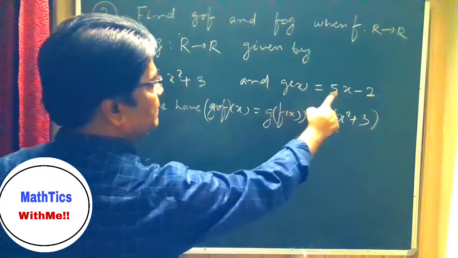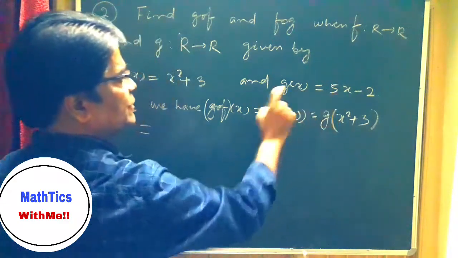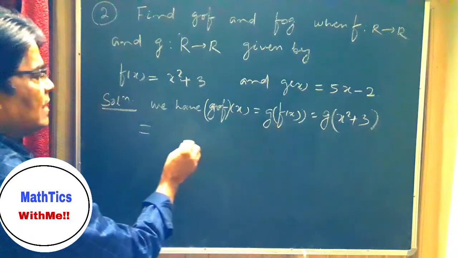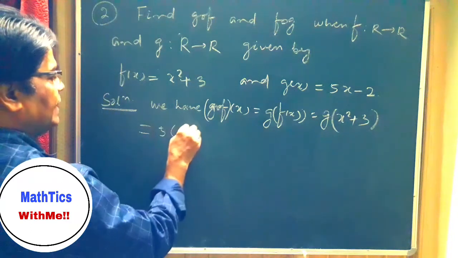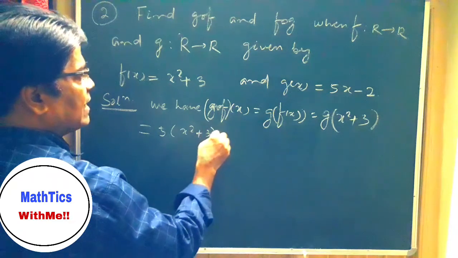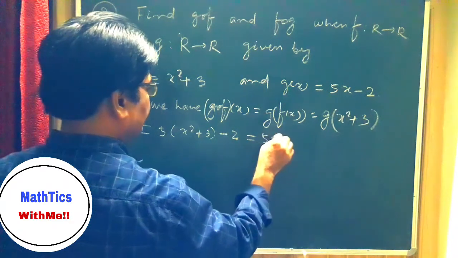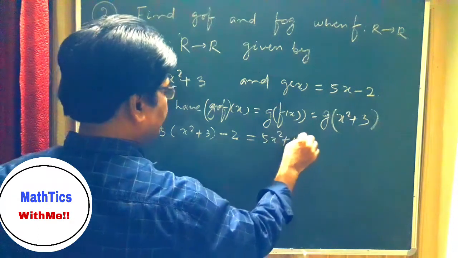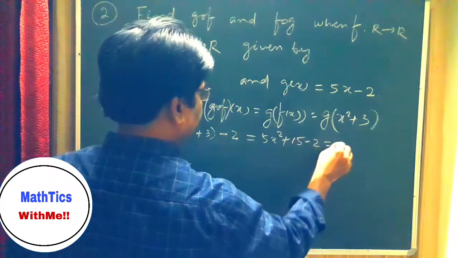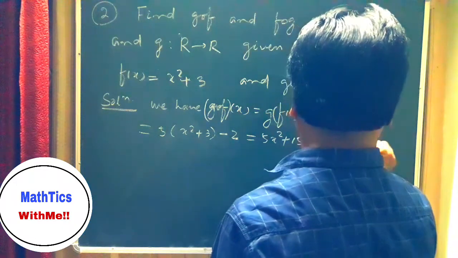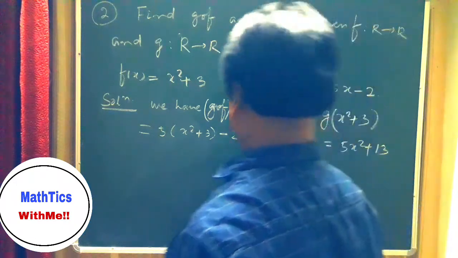g(t) will be 5t − 2, g(y) will be 5y − 2, and g(x² + 3) will be 5(x² + 3) − 2. So now this is 5x² + 15 − 2. So this is equal to 5x² + 13.